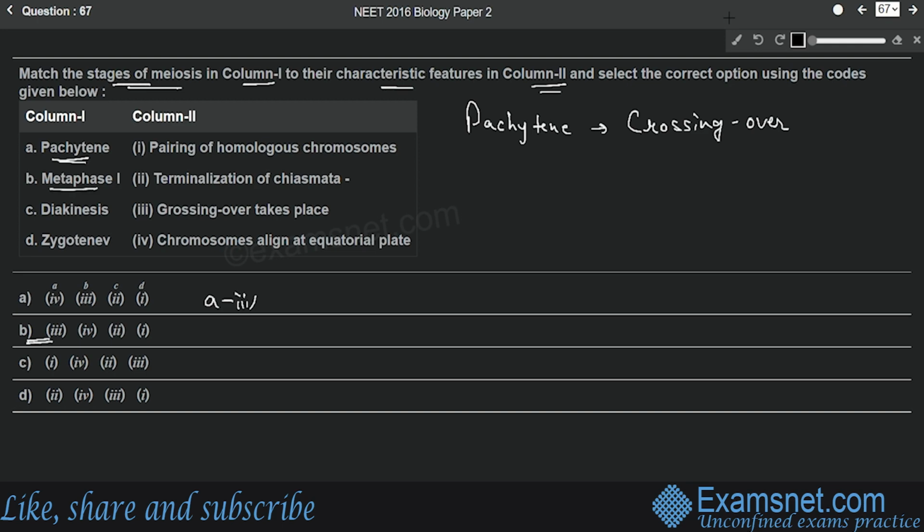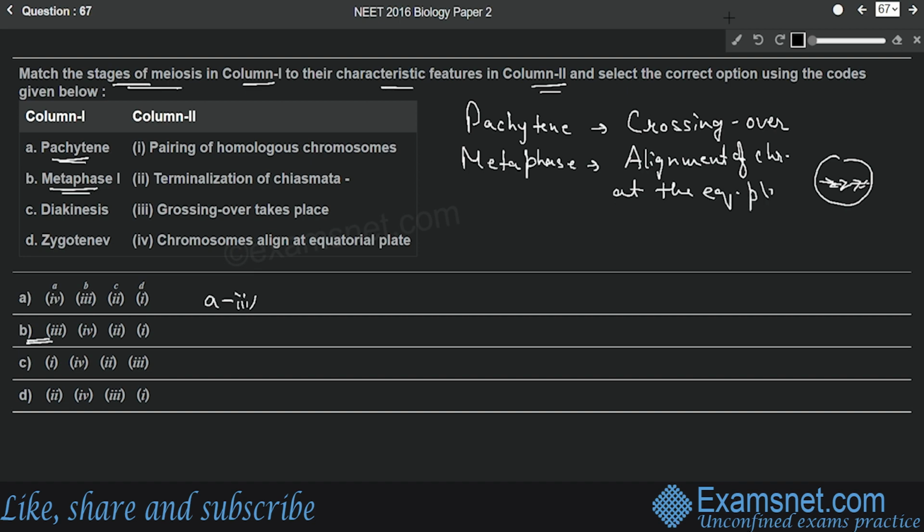Second one is metaphase 1. So what happens during metaphase? During metaphase, the chromosomes align themselves at the equatorial plate, like this. So chromosomes align at the equatorial plate during metaphase. Alignment of chromosomes at the equatorial plate. So the correct match for B will be number 4. Okay, yes, this is also matched.